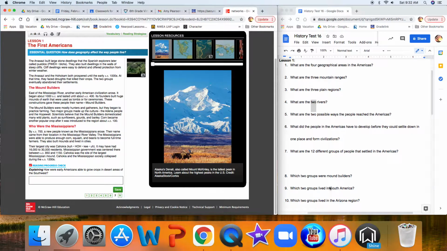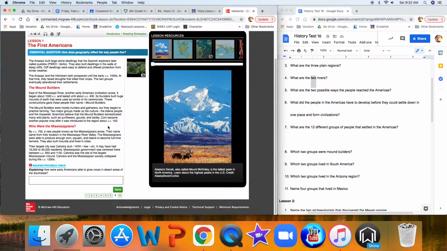And then we ended with how we cruise through here, guys, which would be your different groups divided by the regions that they were in. So there's a major challenge here. 12 groups, and then can I take some of these and divide these out where they were in South America, the Arizona region, Mexico, mound builders, as we work our way through that, but still included in those 12 groups. Okay, that moves you to lesson 2.